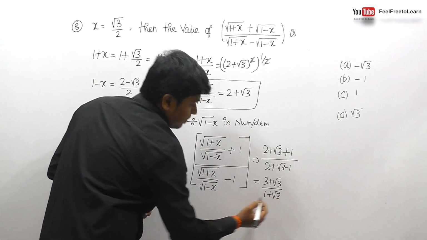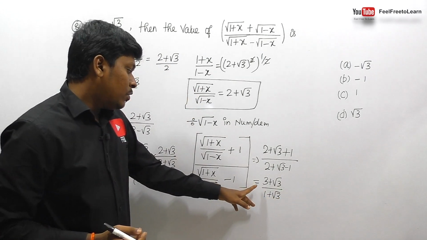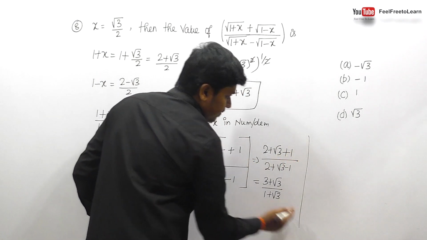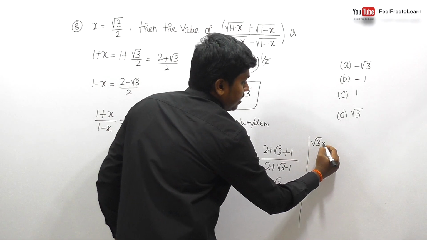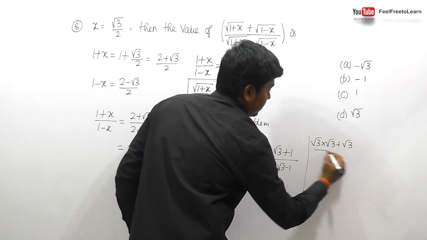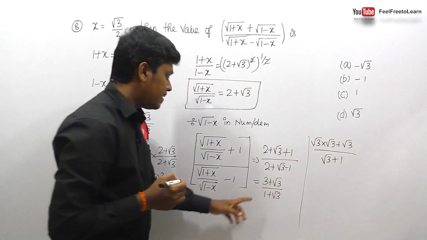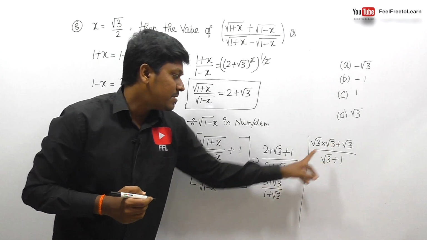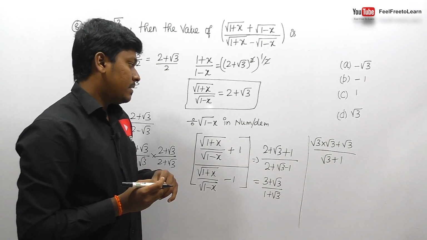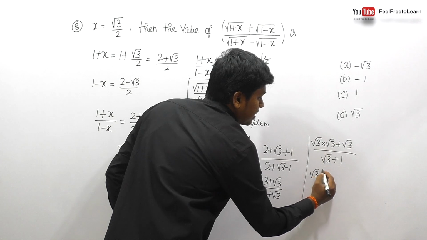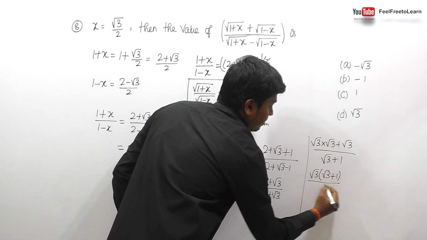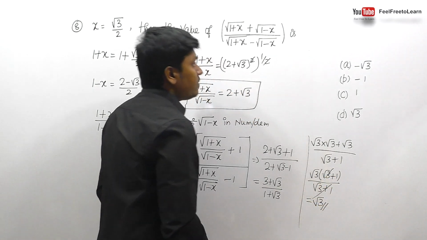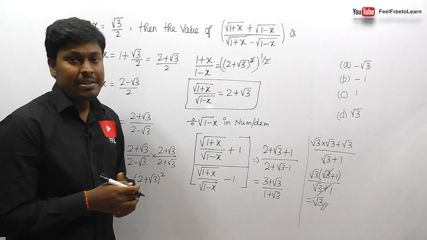So friends, the numerator is 3 plus root 3, the denominator is 1 plus root 3. The numerator can be written as, this 3 can be written as root 3 into root 3, so root 3 into root 3 plus root 3, divided by root 3 plus 1. Can you understand this, right? Root 3 into root 3 will be 3. Finally, when we take root 3 common, this can be written as root 3 times root 3 plus 1, divided by root 3 plus 1. So we can cancel root 3 plus 1. So finally we got the answer root 3 for the given expression, which is option D.